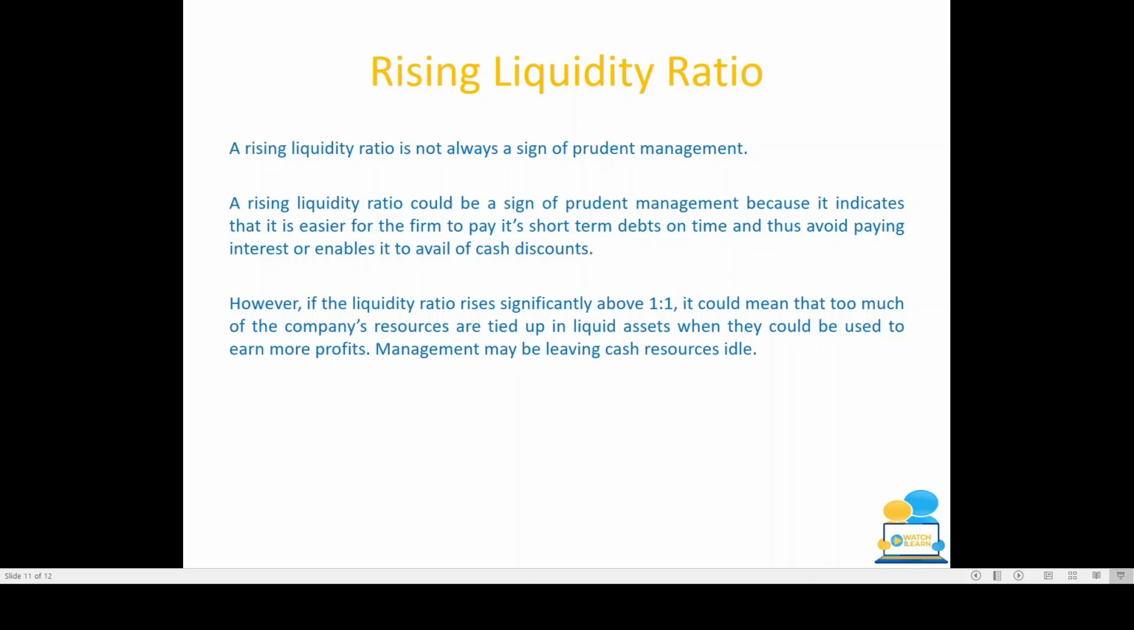However, if the rising liquidity ratio is significantly above 1:1, it could mean that too much of the company's resources are tied up in liquid assets when they could be used to earn more profits. Management may be leaving cash resources idle. So if the asset test ratio is 4 or 5:1, that would probably mean that they have a lot of money tied up in debtors and cash, which could be invested or used better elsewhere.